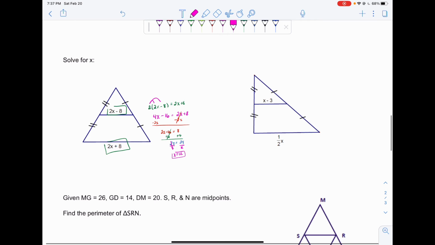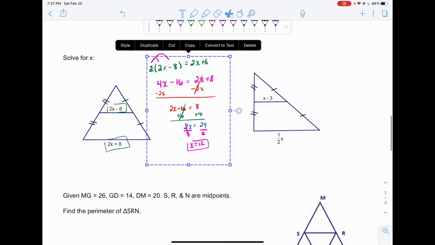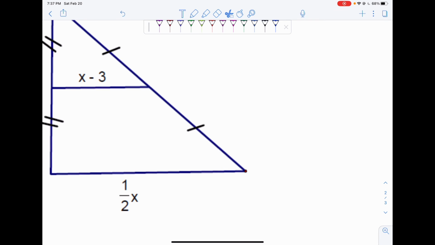And that's your final answer, because you just need to solve for x. I don't need you to do anything else for this question. I just need you to solve for x. Now let's go to this one where we're going to have some decimals.